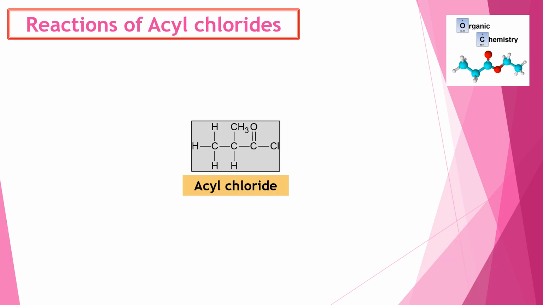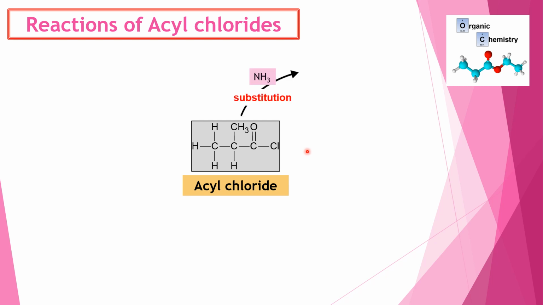So acyl chlorides are, I guess, summarized by their wanting to substitute the chlorine on the end of the carbonyl group with any other group or atom. So you'll see that all of the types of reactions they undergo are similar. You're taking away the chlorine and you're adding something else.